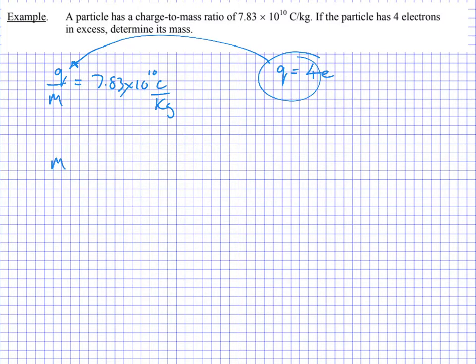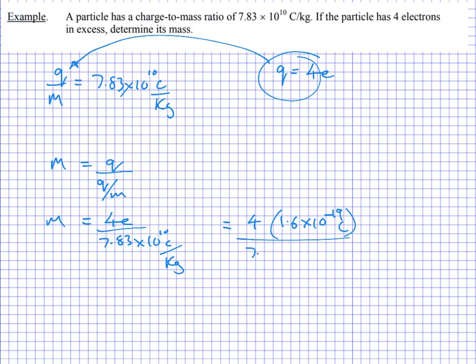We'll go mass is equal to the charge Q, so this would be Q over the charge to mass, and so that means that the charge is going to be 4e. So the mass is 4e over the charge to mass ratio, which is 7.83 times 10 to the 10 coulombs per kilogram. And so we can go ahead and just plug that into our calculator. What we would do is go 4 times the elementary charge over this value.